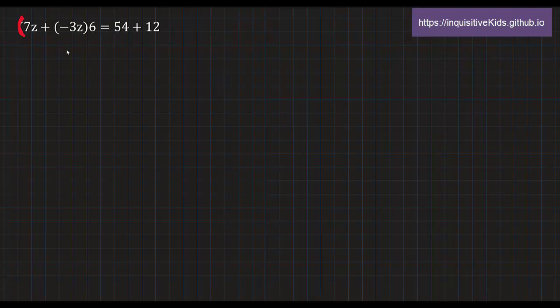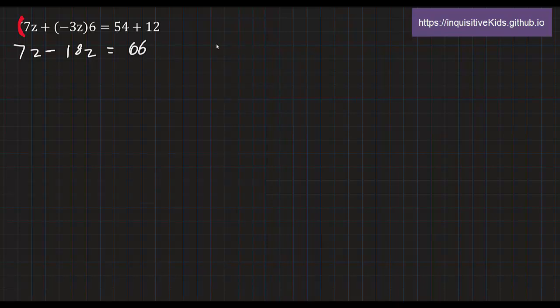First of all, there is parentheses. So we can do 7z, right? We leave that because we don't touch that for now. And then we have negative 3z times 6. Negative 3z times 6 is equal to negative 3 times 6 times z, which is equal to negative 18z. And on the right side, we have 54 plus 12. We don't have to do it in dividing or multiplication for that. We can just do 54 plus 12, which is equal to 66.